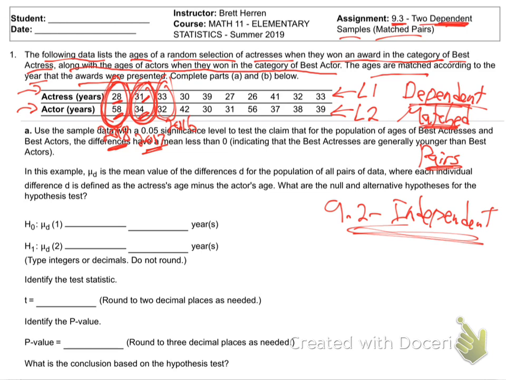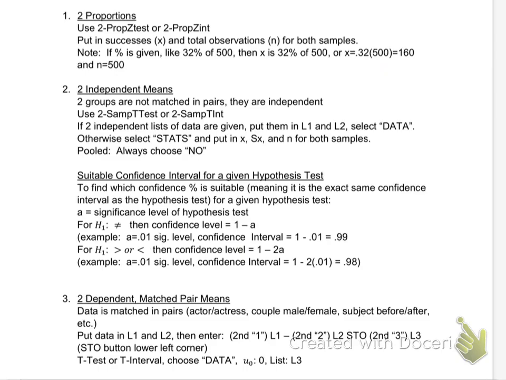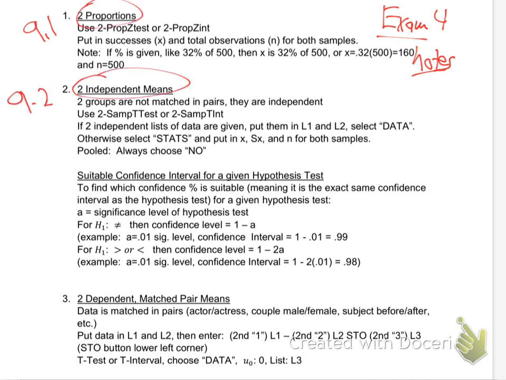So what do you do about it when they're all matched up like that? Well, you're going to have to handle it a little bit differently. Let's go look at exam 4 notes. So here they are. This is exam 4 notes. So remember, this is section 9.1, two proportions, 9.2, two independent means, and 9.3, two dependent matched pair means. That's what we're talking about now.